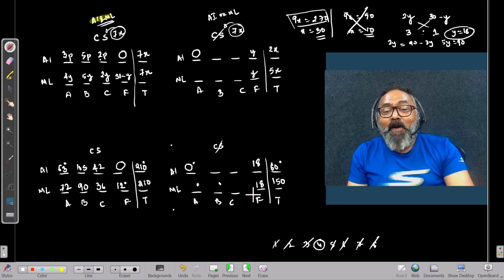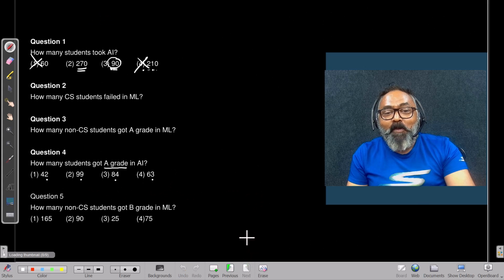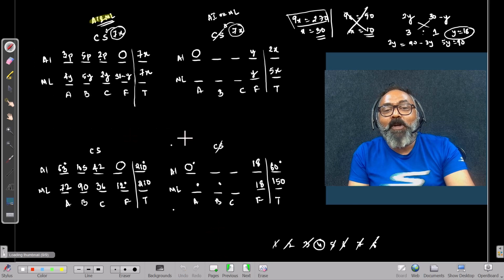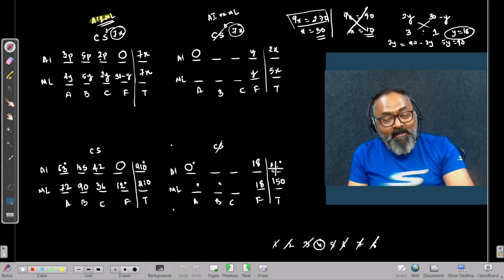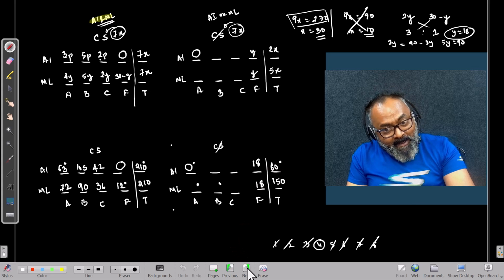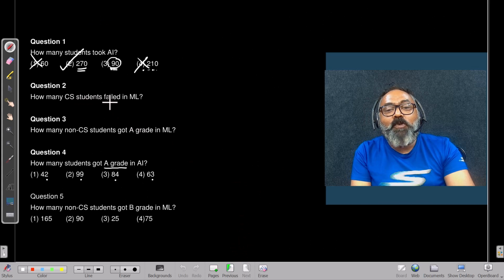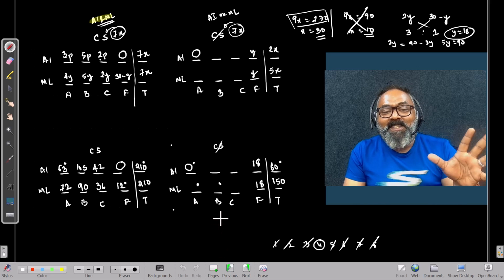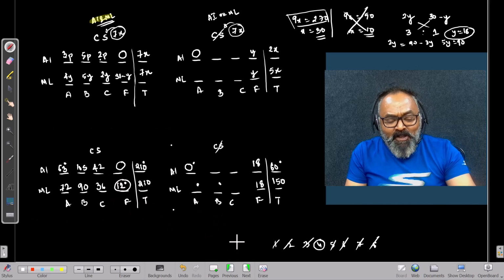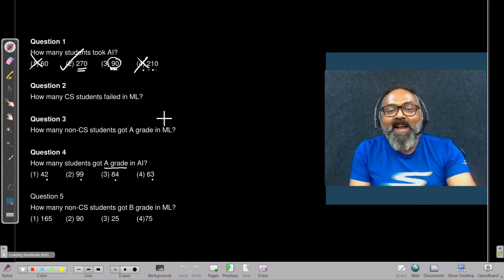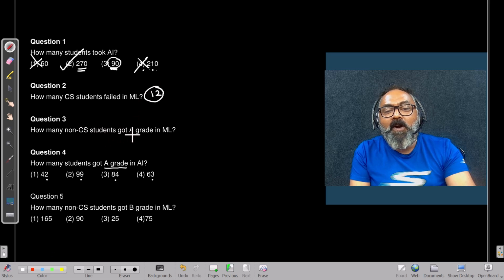We answered a lot of questions, did we? Let's go one by one. This is 270, because how many students took AI? The number of students who took AI is 210 plus 60, that is 270. How many CS students failed in ML? We can see it. That is a 12. How many non-CS students got A grade in ML?